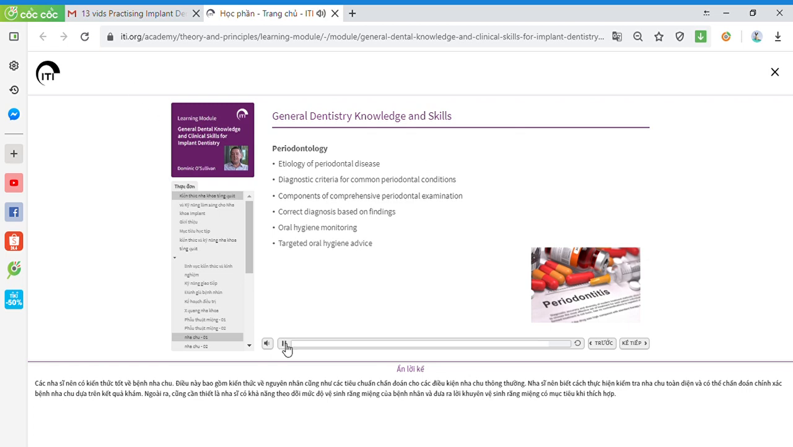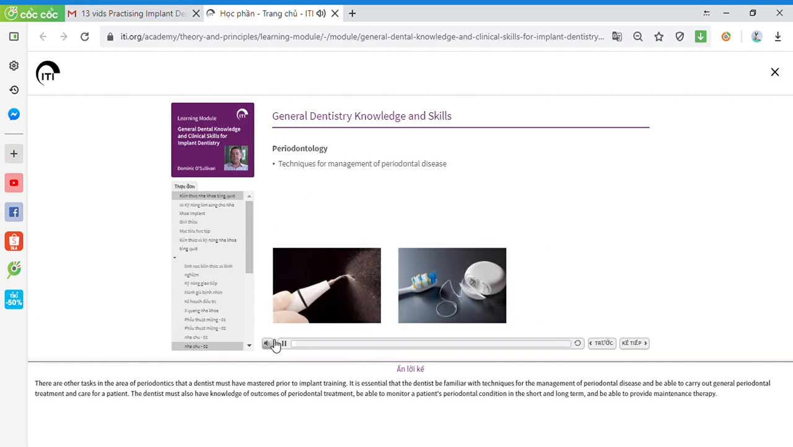Oral hygiene advice when appropriate. There are other tasks in the area of periodontics that the dentist must have mastered prior to implant training. It's essential that the dentist be familiar with techniques for the management of periodontal disease and be able to carry out general periodontal treatment and care for a patient.